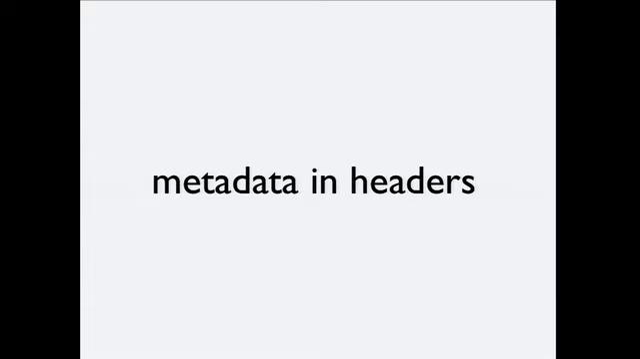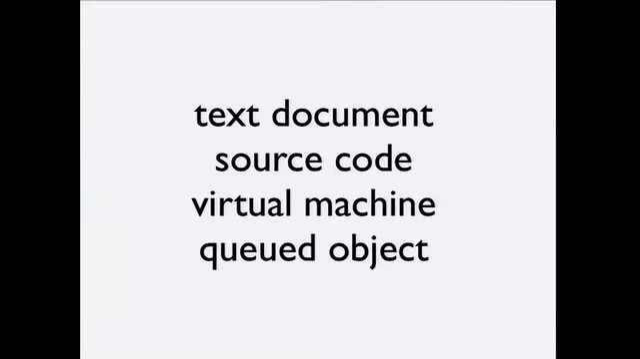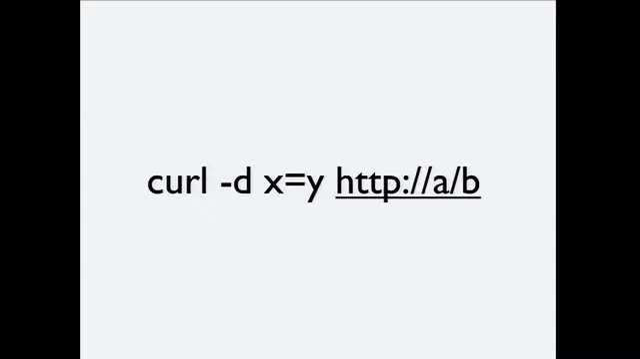What that means is to put the metadata, things like attributes, linking between resources, and categorization of resources, into the headers where they belong, keeping the payload clean for various MIME types for things like text documents, source code, virtual machines, queued objects, and so on. This means that as a developer, you can interact with the cloud using simple tools like curl. It's also seeing the cloud as a cloud operating system with many components which are loosely coupled. It's the Unix philosophy of doing one thing well.